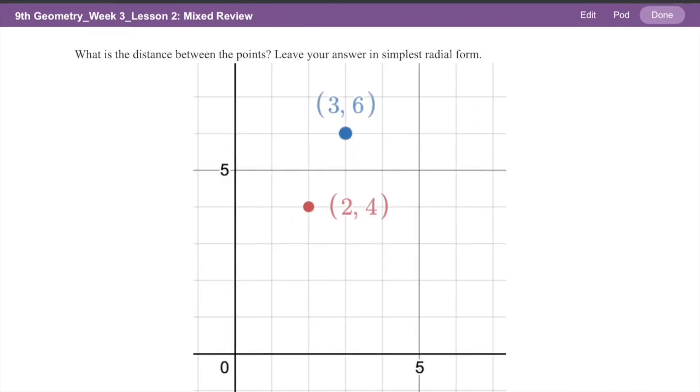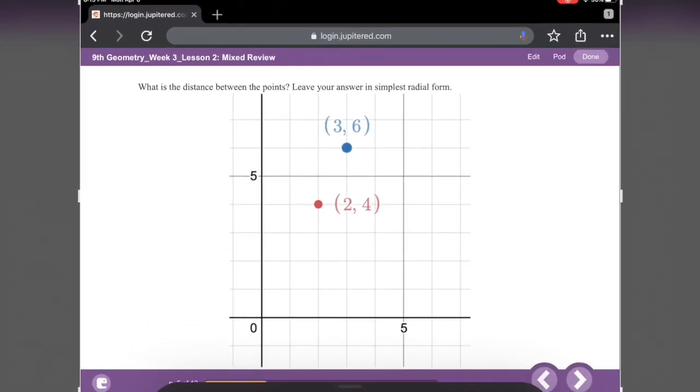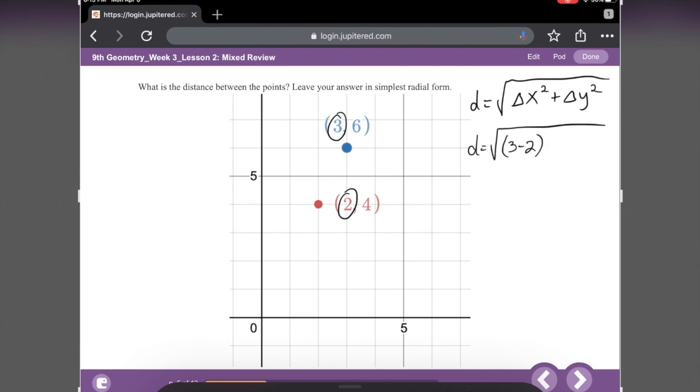Okay, so let's see. We can do this one by drawing a right triangle as well, or we can also use the distance formula. Let's use the distance formula. D is equal to the square root of delta x squared plus delta y squared. Delta x squared is going to be the difference in these two coordinates, or 3 minus 2. So there's delta x, 3 minus 2 squared. And then delta y squared is the difference of these coordinates, 6 minus 4.